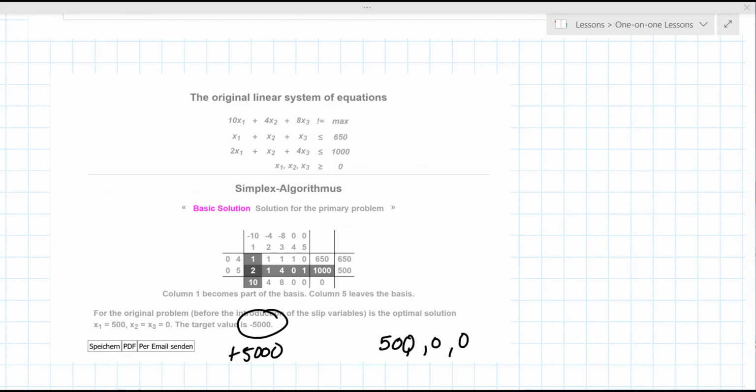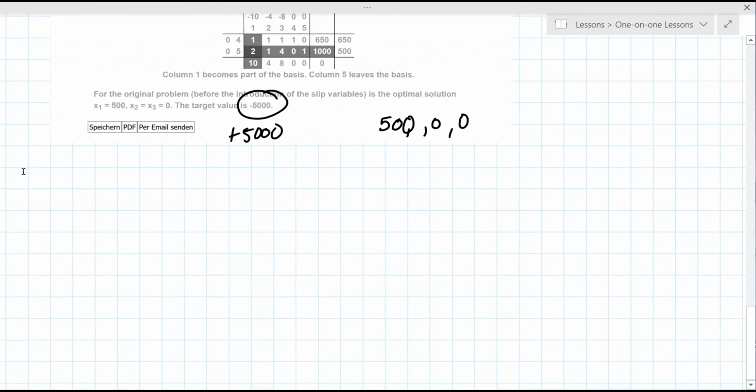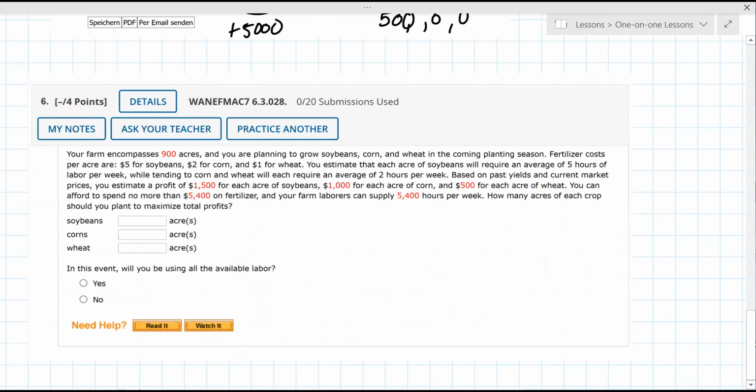I'll snip the question in, and then we'll figure out how to write the equation. All right. You can afford to spend no more than a certain amount, but you're trying to maximize total profit. So your P here, your profit is, where's your profit? Okay, profit 1,500, and they're X, Y, and Z again. Your 1,500 for each soybean, so 1,500X plus 1,000Y plus 500Z.